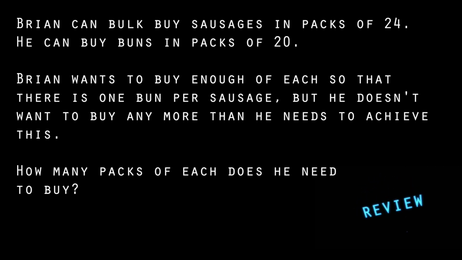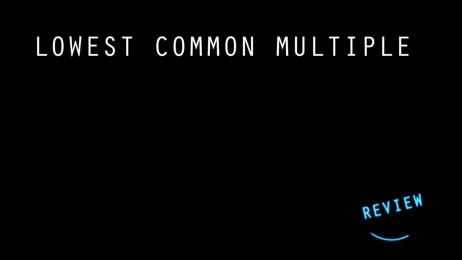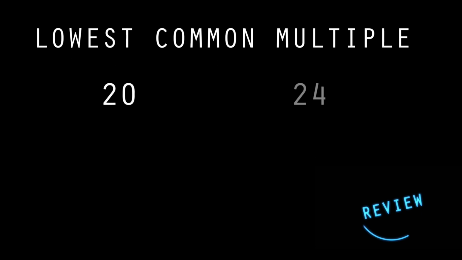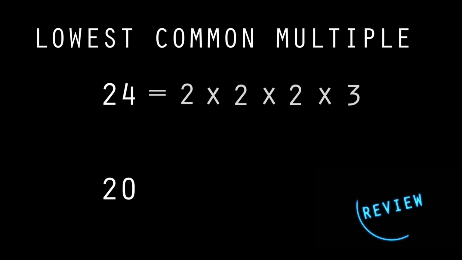If you didn't guess from the question, common sense probably told you this was always going to be a lowest common multiple question. You need to find the smallest number that is in both the 20 and 24 times tables. Now we could make lists and compare, but instead let's use prime factors. 24 becomes 2 times 2 times 2 times 3. 20 becomes 2 times 2 times 5.